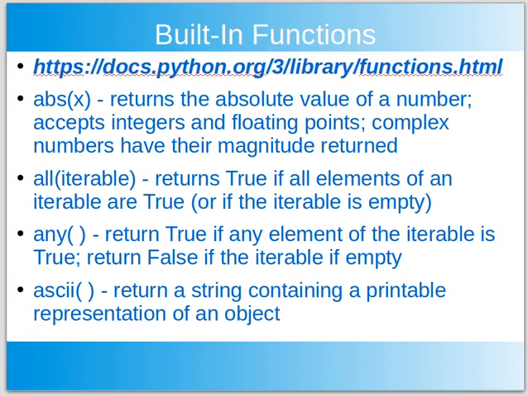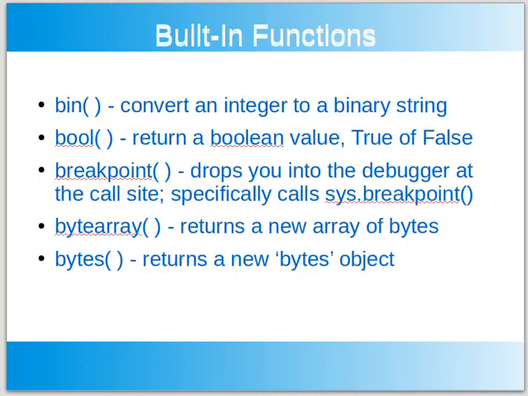So starting off, abs returns the absolute value of a number, accepts integers and floating points. Complex numbers have their magnitude returned. All returns true if all elements of an iterable are true, or if the iterable is empty. Any returns true if any element of the iterable is true. Returns false if the iterable is empty. ASCII returns a string containing a printable representation of an object. Bin converts an integer to a binary string. Bool returns a Boolean value, true or false.